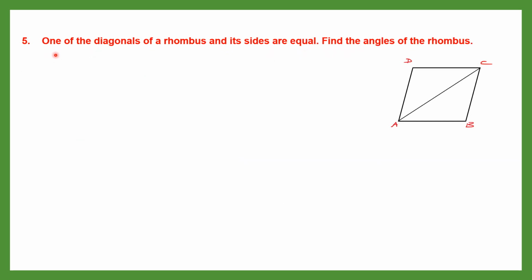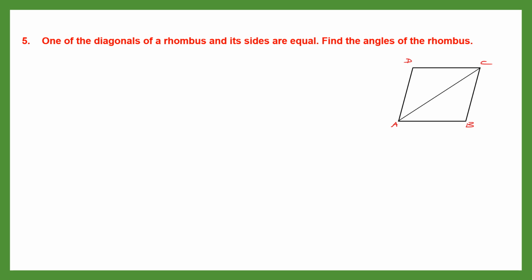Question 5. One of the diagonals of a rhombus and its sides are equal. Find the angles of the rhombus. So this is the rhombus, and a rhombus is a quadrilateral in which all four sides are equal. Now here they are saying one of the diagonals. So we have drawn only one diagonal. This diagonal is equal to the sides. That means this AC is equal to AB, it's equal to BC, it's equal to CD, it's equal to DA, all four sides.